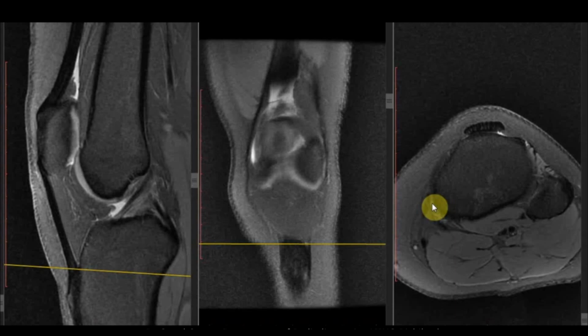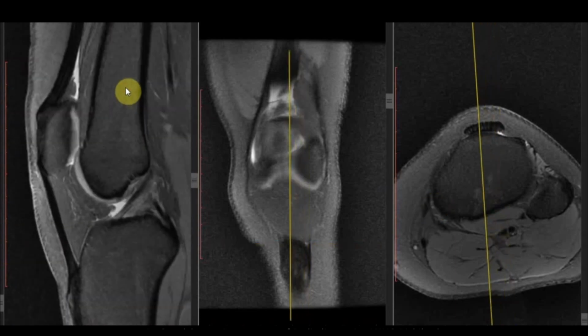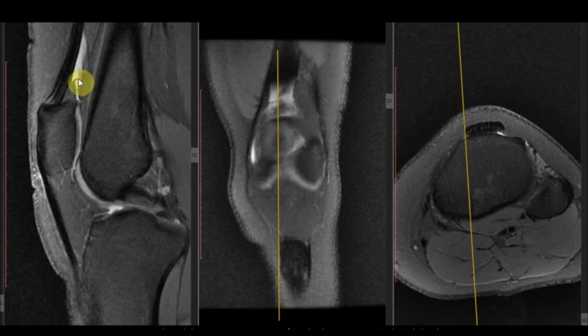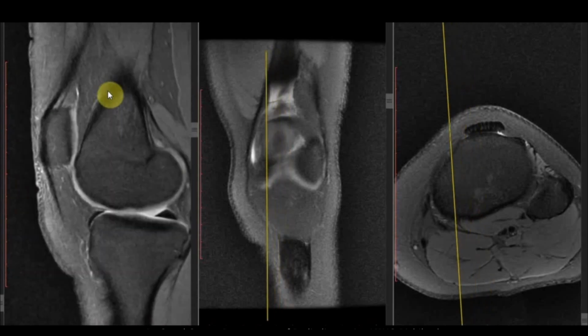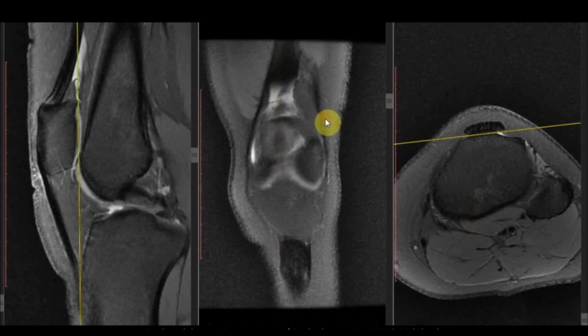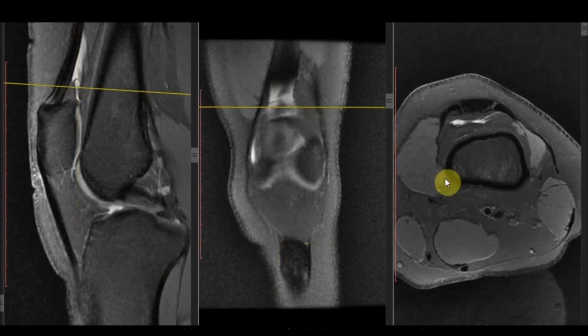Then coming to the synovial plica. We have three important plica. First is the suprapatellar synovial plica. Here is the suprapatellar synovial plica. It is a very thin, hypointense structure. It can be seen on the coronal as well as the axial plane.